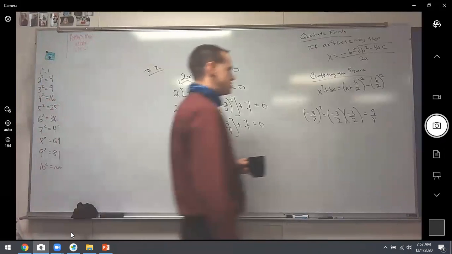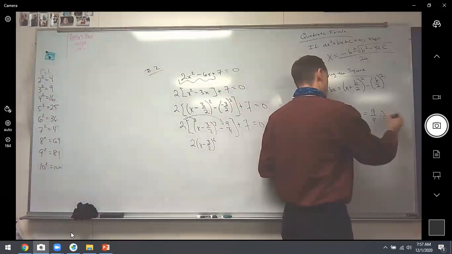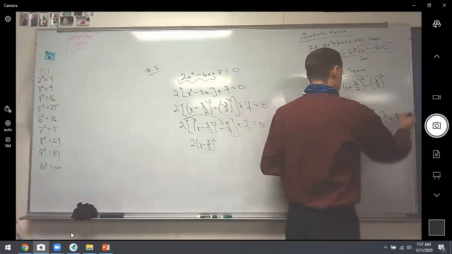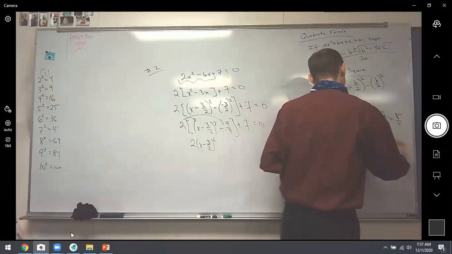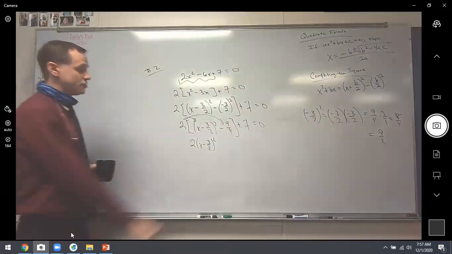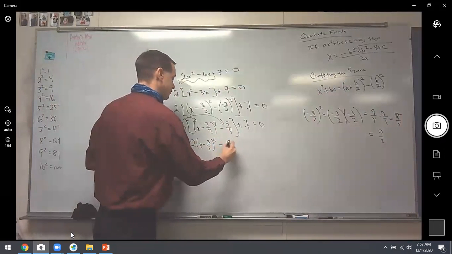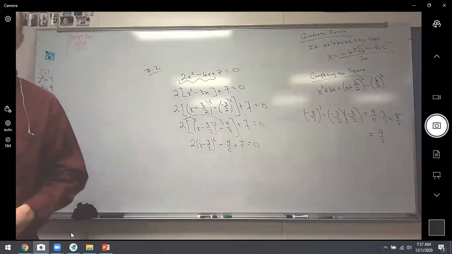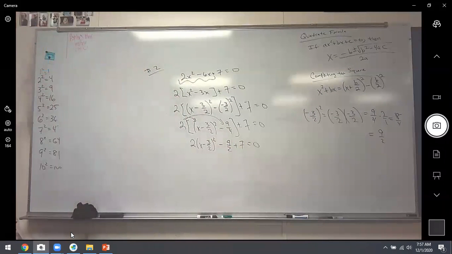So off to the side, what is 2 times 9/4? Well, 9/4 times 2 is 18/4, which reduces to 9 halves. So the 2 times the 9/4 is 9 halves, and there's a minus sign, so it's minus 9 halves. Still got the plus 7, all that jazz. Doing just fine with it.